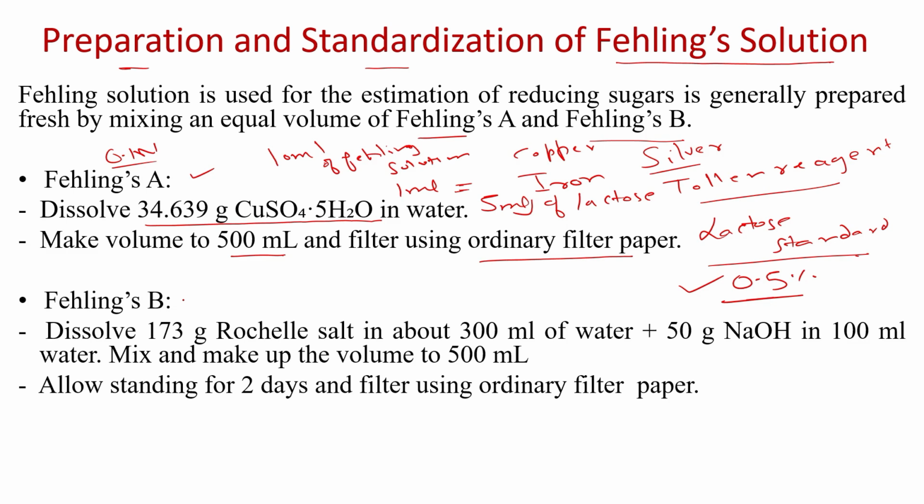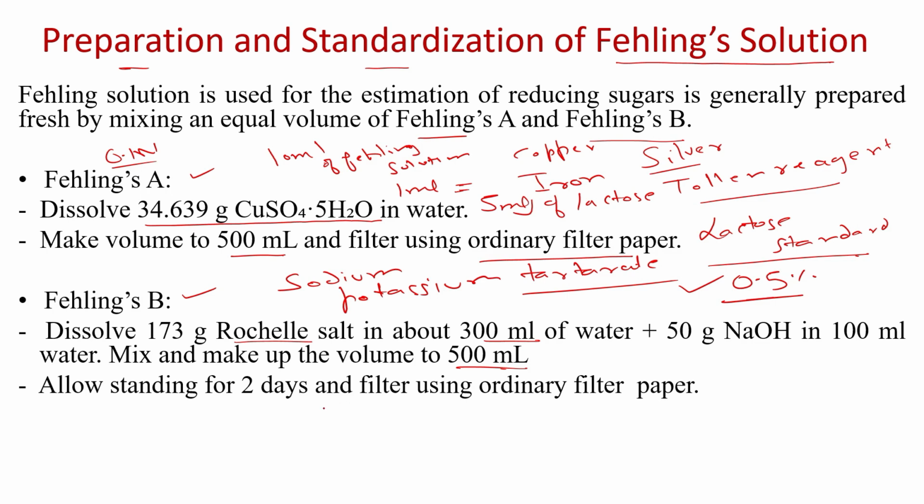Now similarly for Fehling solution B, you have to dissolve 173 gram Rochelle salt. Rochelle salt is nothing but sodium potassium tartrate. Dissolve 173 gram Rochelle salt in about 300 ml water, and in another beaker you take 50 gram NaOH in 100 ml water, mix and make up the volume to 500 ml. So this way you will have the Fehling solution B.